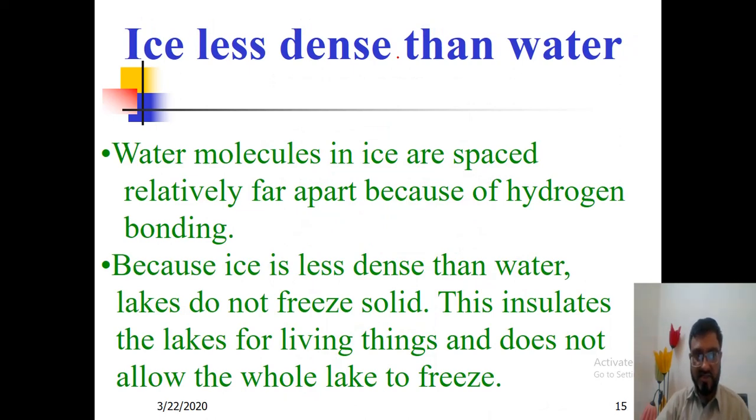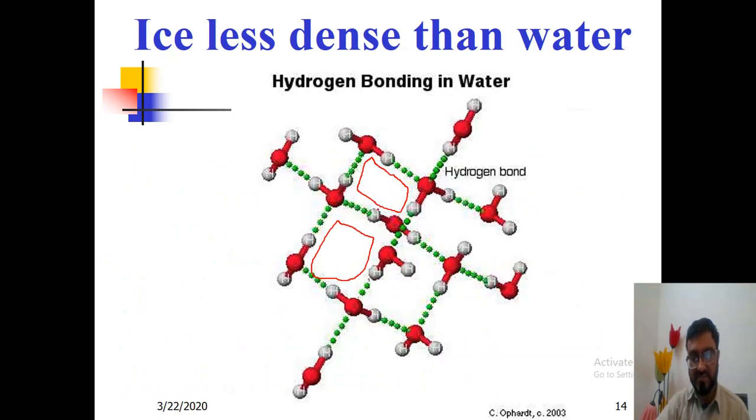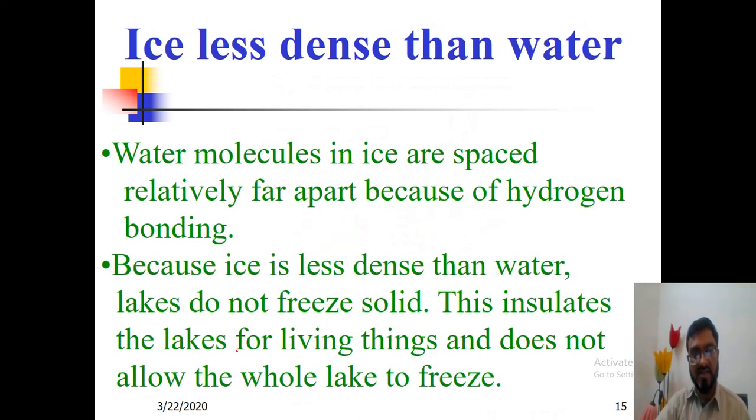It has so many applications. Water molecules in ice are spaced relatively far apart because of the hydrogen bonding we can see here. Because ice is less dense than water, lakes do not freeze solid. When the temperature goes down, ice forms in the lakes, and due to its lower density, the ice comes to the upper side because it is lighter.